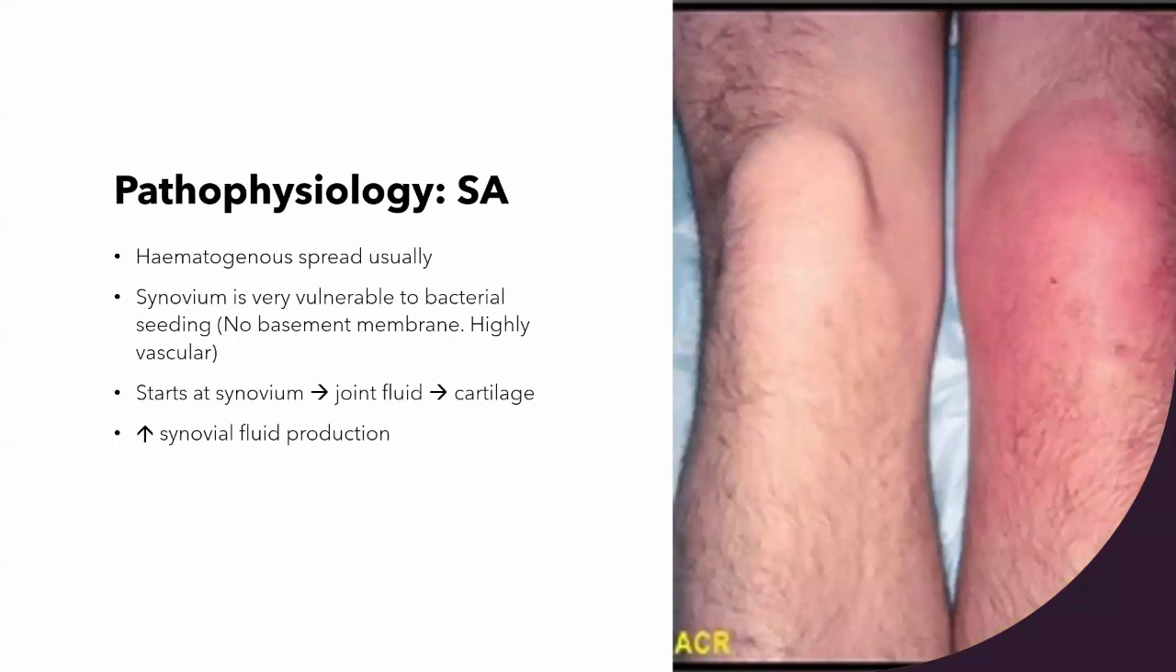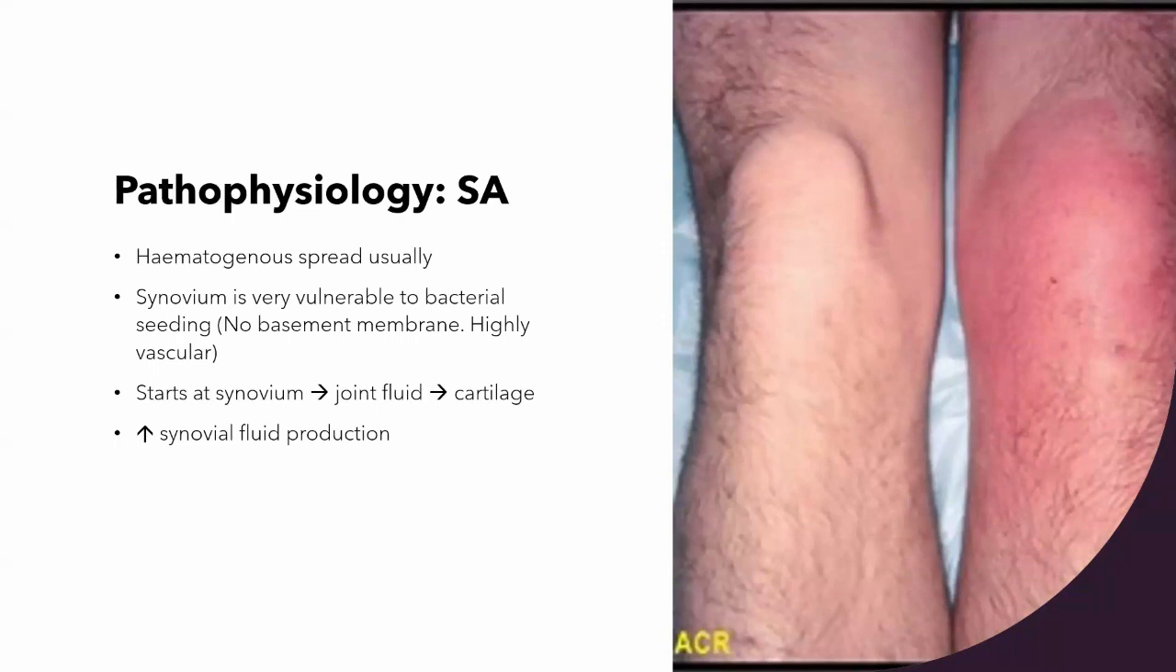But let's jump straight into the pathophys. Septic arthritis is usually hematogenous in origin. Obviously, it can follow a direct inoculation or local spread. And the reason why the joint is so susceptible is because the synovial membrane lacks basement membrane. So this makes it ideal for pathogens to seed there and eventually invade.